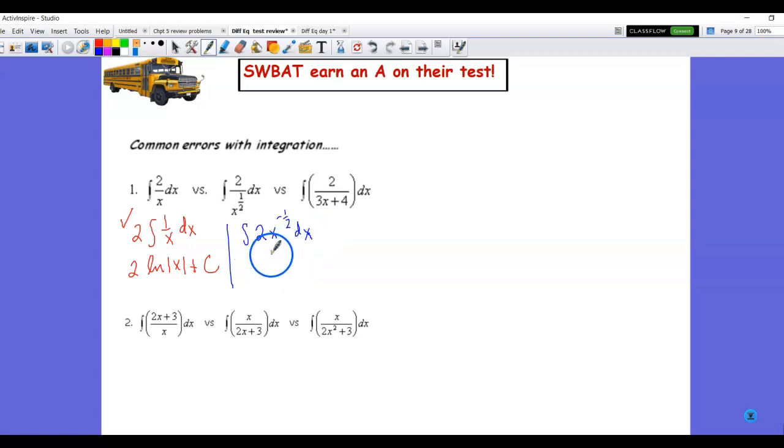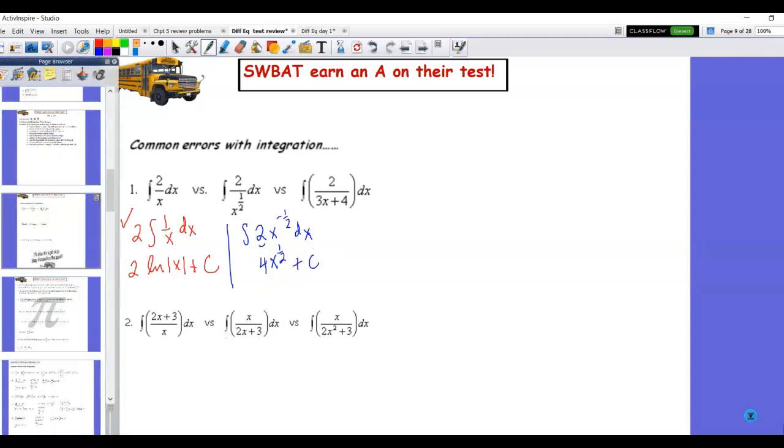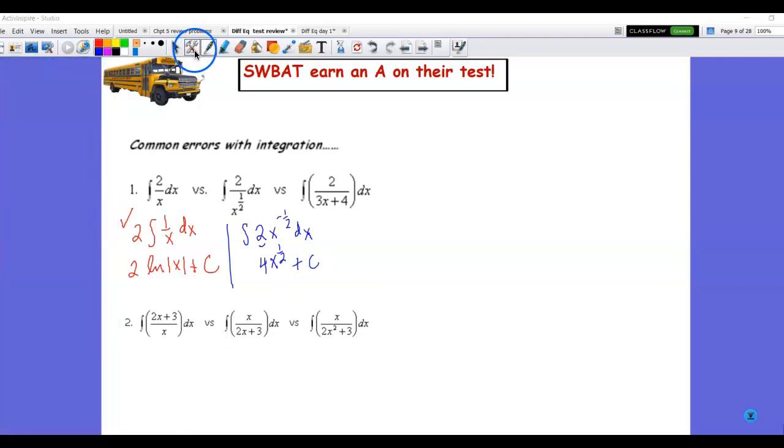Now when I find the antiderivative, I'm going to increase the power by 1, and that takes me to the 1/2 power. I'm going to divide by 1/2, which is multiplied by 2, times the 2 that's already there. So I get 4x to the 1/2 plus c. Don't forget the c.